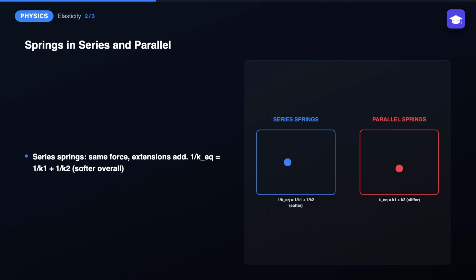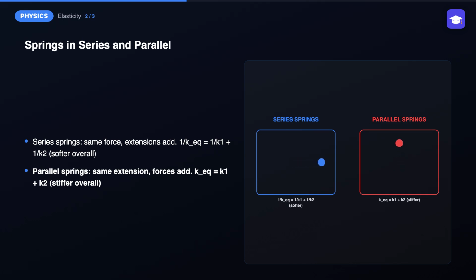When two springs are connected in series, they experience the exact same applied force, but their individual extensions add together. This gives a combined effective spring constant found from the reciprocal formula. 1 over k equivalent equals 1 over k1 plus 1 over k2, meaning the combined series spring constant is always smaller than either individual spring constant alone. The combination becomes softer, easier to stretch.